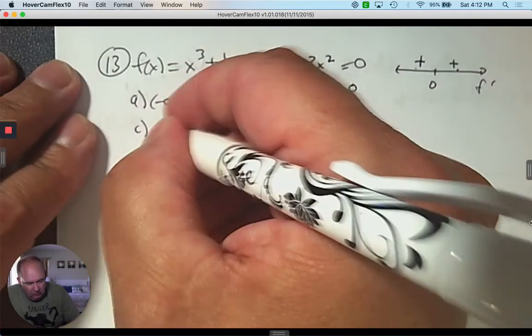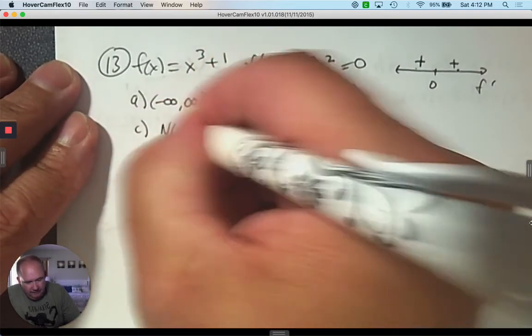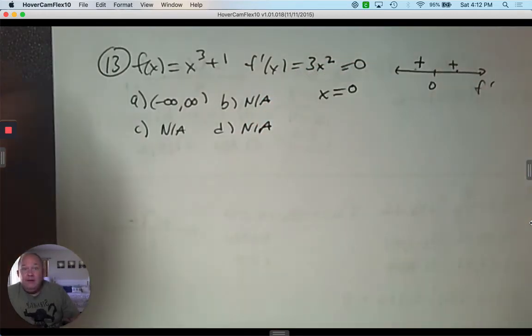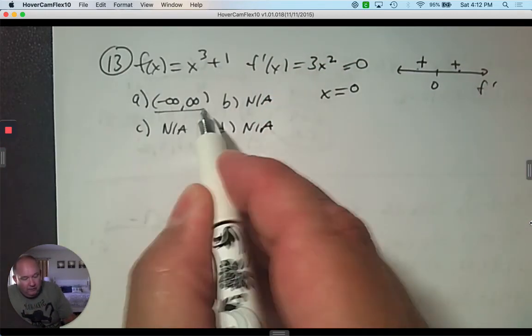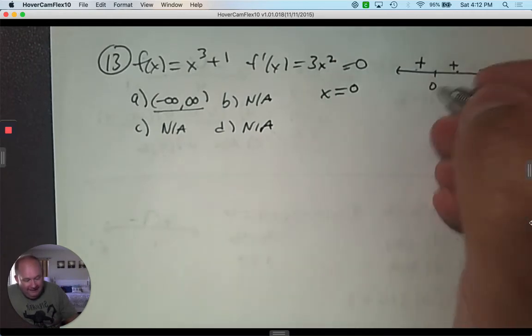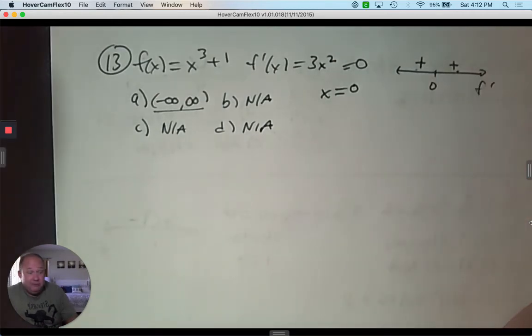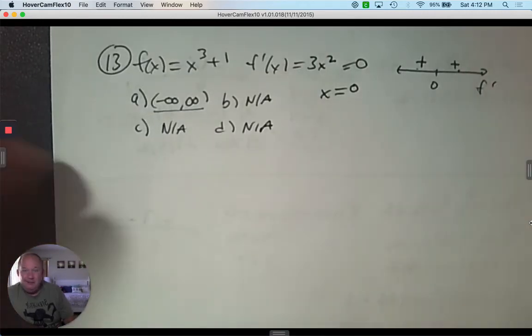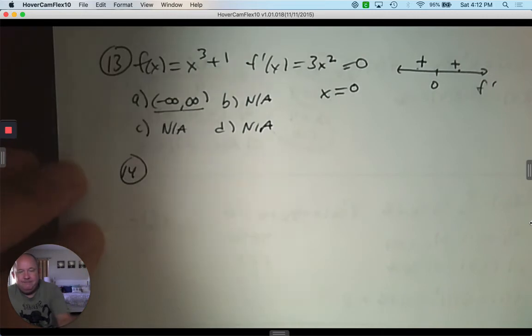There's no maximum, and there's no minimum. So this is the only information we can get. Now something is happening at 0. It's a point of inflection, but there is no maximum or minimum happening there. So where is it increasing and so on? See, it was a lot easier. Number 14.